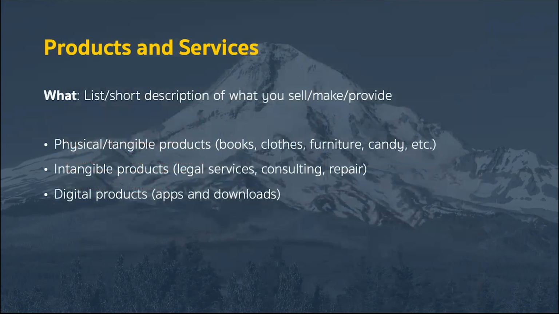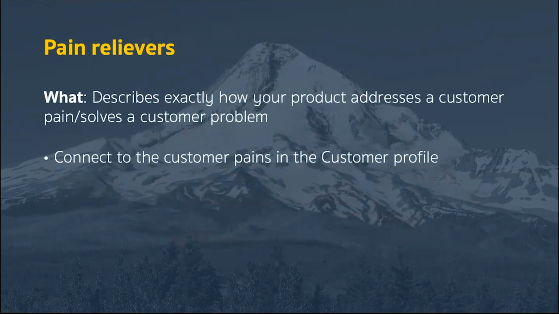There are a few different types of products and services. Your product or service or business could be tangible or physical. You could be selling, for example, a wearable device, books, clothing, furniture, food. It could be intangible. You could be doing consulting or repair, but it could also be digital, an app or software of some sort. You simply want to be able to capture the essentials of what your business does.